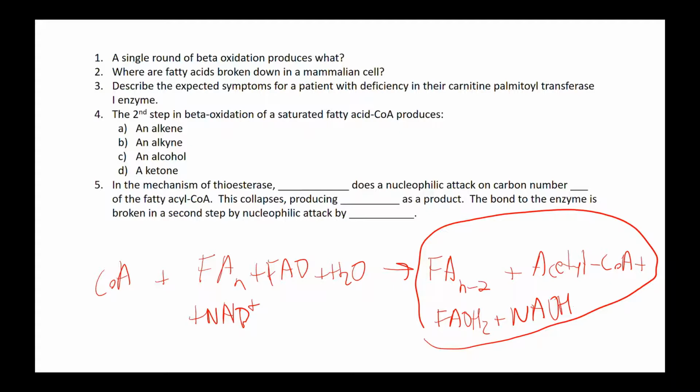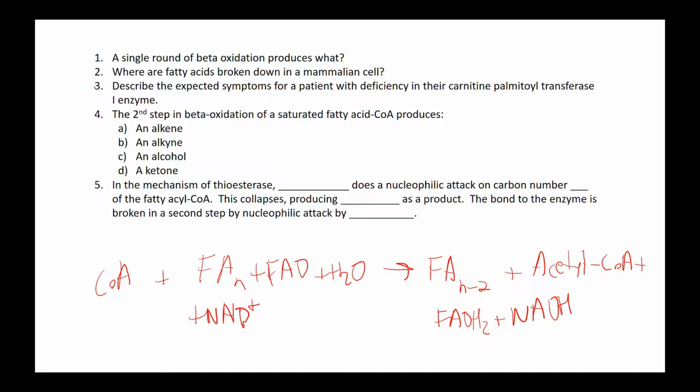Number 2, where are fatty acids broken down in a mammalian cell? They're broken down in the mitochondria of the mammalian cell. One thing that can help you remember that, the big product here is acetyl-CoA, which is then going to be used by the citric acid cycle. And the citric acid cycle is occurring in the mitochondria. Also, the FADH2 and NADH that are being produced are going to be used by the electron transport chain to produce ATP. And so it just makes sense for this process to be occurring in the mitochondria.